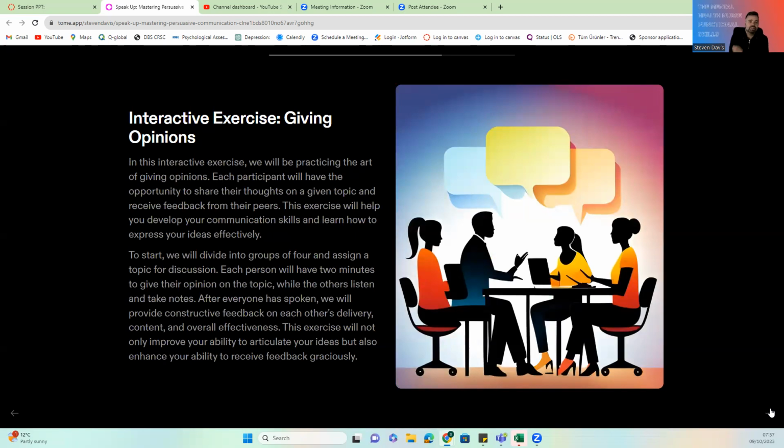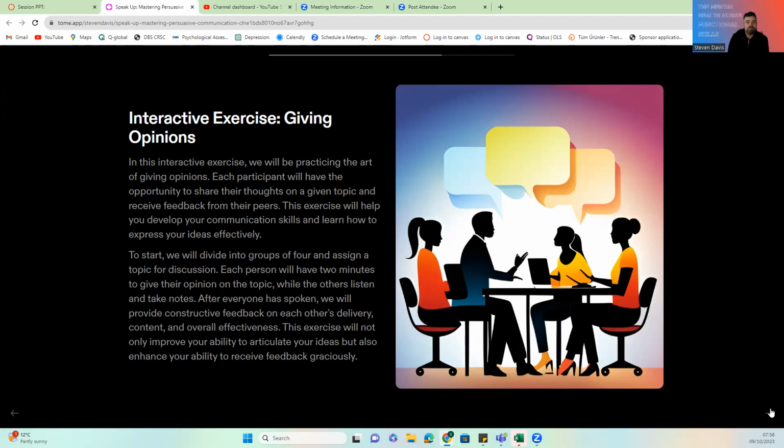Giving opinions. In this interactive exercise, we'll be practicing the art of giving an opinion. Each participant will have an opportunity to share their thoughts on a given topic and receive feedback from their peers. This exercise will help develop your communication skills and learn how to express your ideas more effectively.